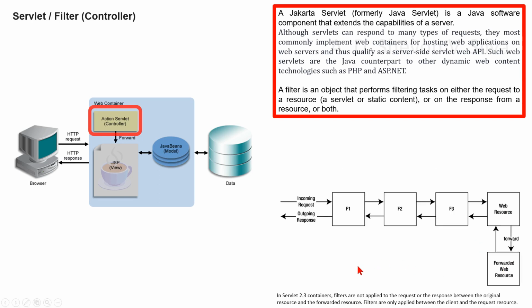In other words, under servlet 2.3, in servlet 2.3 containers, filters are not applied to the requests or responses between the original resource and the forwarded resource. Filters are only applied between the client and the requested resource. Under a servlet 2.3 compliant container, when the primary web resource uses the request dispatcher to include other processing resources, the included processing resource cannot be filtered.